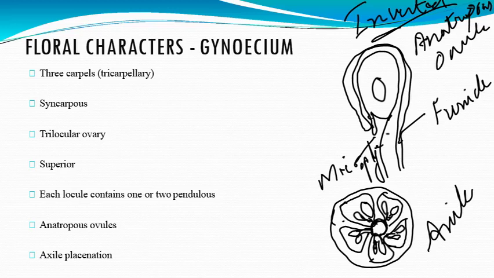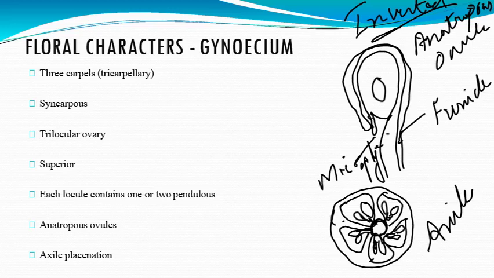In addition to this, all these 3 carpels, when united together, then we use the term syncarpous. So it means the tricarpellary 3 carpels unite together to form syncarpous.